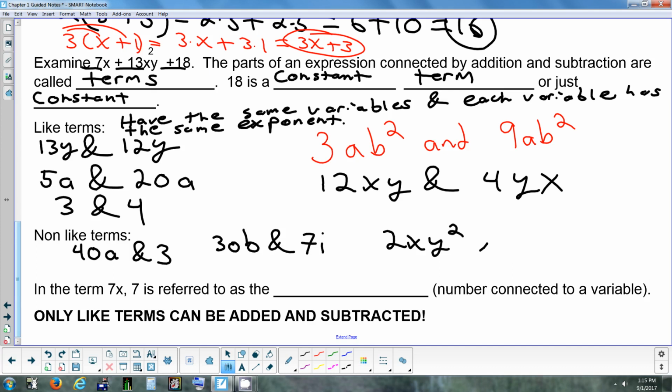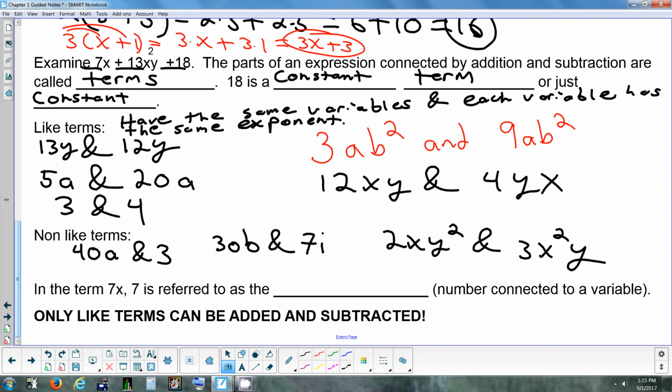How about 2xy squared and 3x squared y? So do they have the same letters, first of all? Yes, they both have x's and y's. Is each letter to the same power? No. In this one, there's no number with the x. In this one, there's a 2. So these are not like terms.